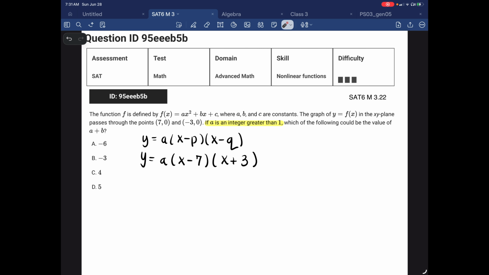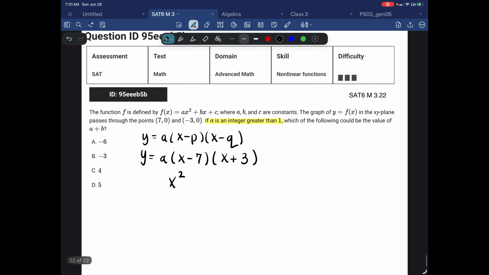So first, I'm going to FOIL these two. So I'm going to have x times x, which is x squared. Now I'm doing the outer terms. That's 3 times x. The inside terms is negative 7 times x, which is negative 7x. And the last terms is negative 7 times 3. So I get negative 21. And then we still have this a on the outside.